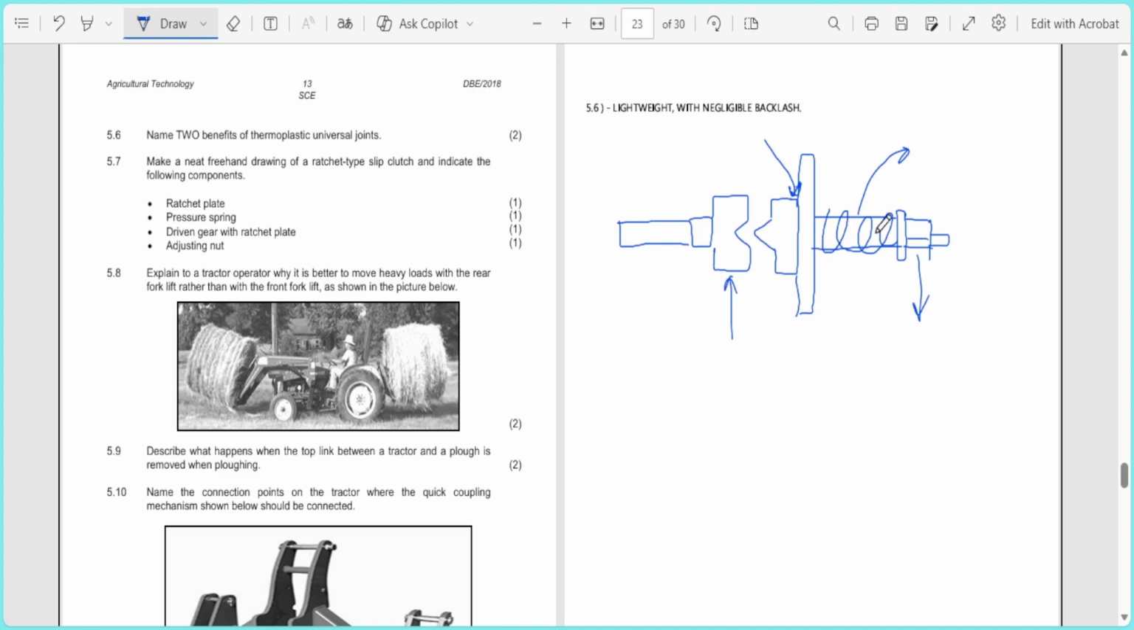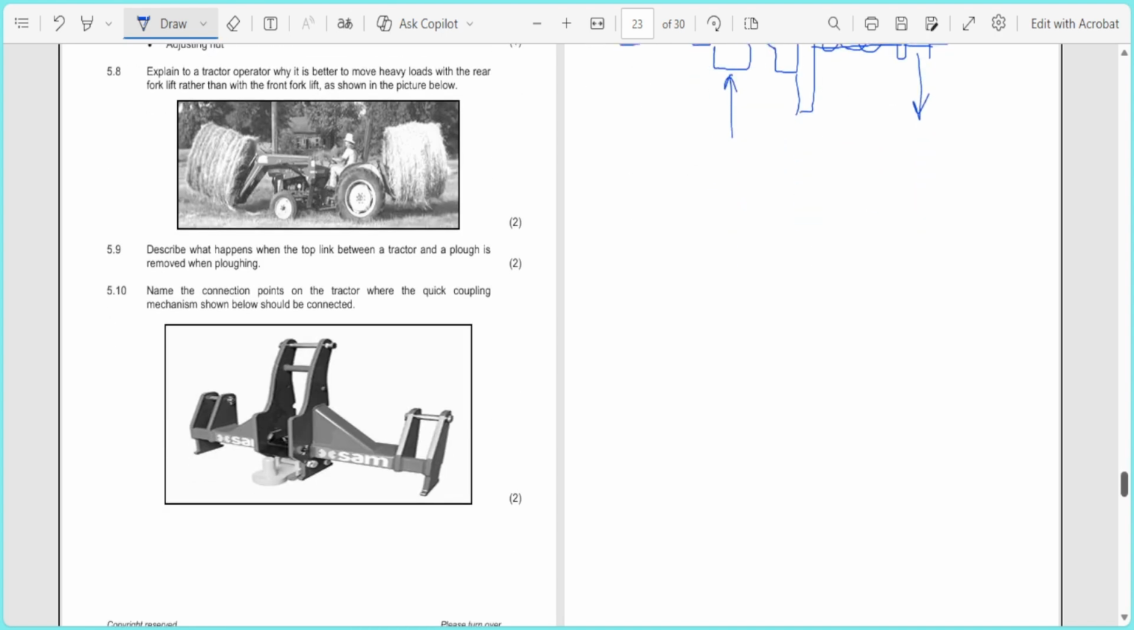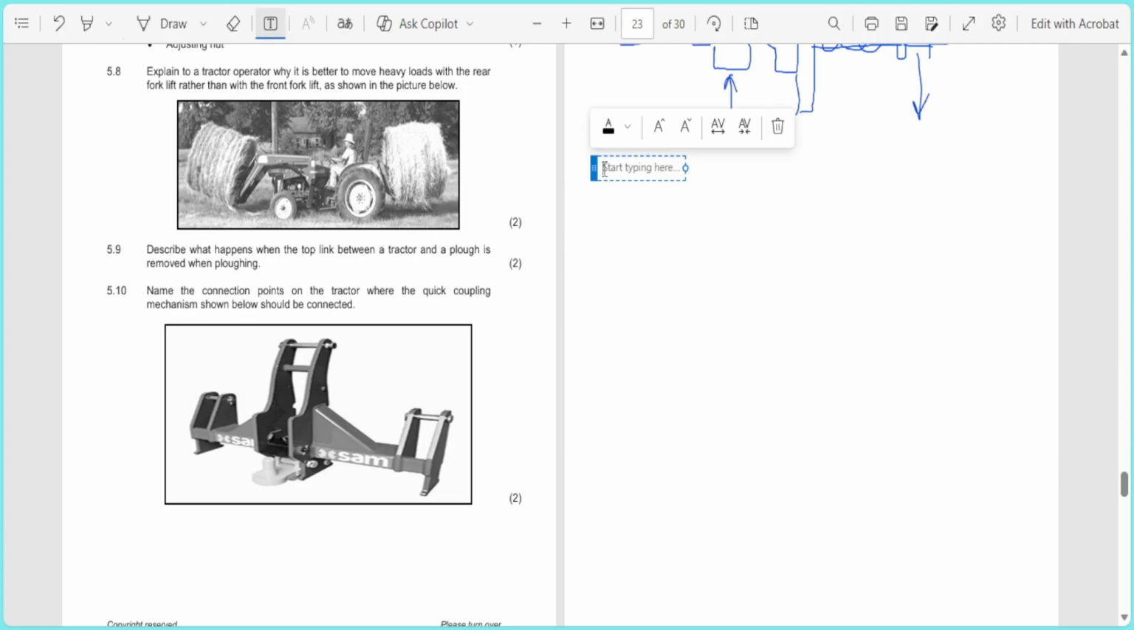Now let's go for the next question, 5.8. Back to typing mode. Explain to a tractor operator why it is better to move heavy loads with the rear forklift rather than the front forklift as shown in the picture below. Give yourself time to study the picture that is given. In any question where you are given a picture, give yourself time to fully analyze it.